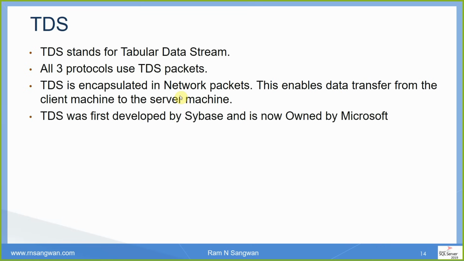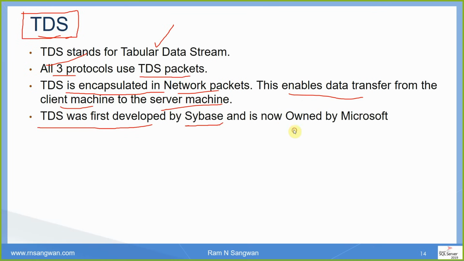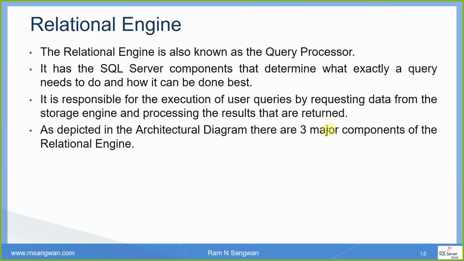Then we have TDS, that stands for Tabular Data Stream. Sybase Adaptive Server Enterprise and SQL Server also use the same; the origin is the same. It was developed by Sybase. All three protocols use TDS packets, which are encapsulated in network packets. This enables data transfer from the client machine to the server machine. TDS was first developed by Sybase, as I told you, and is now owned by Microsoft. That's the question I asked in the morning, because I'm a Sybase expert as well. I know the history, how they work and when they departed. So Sybase developed TDS, it is still used and is now owned by Microsoft.